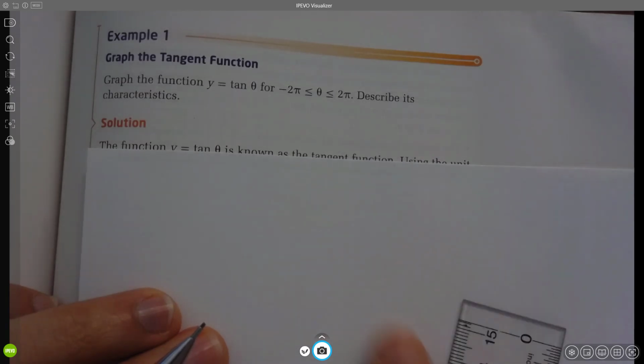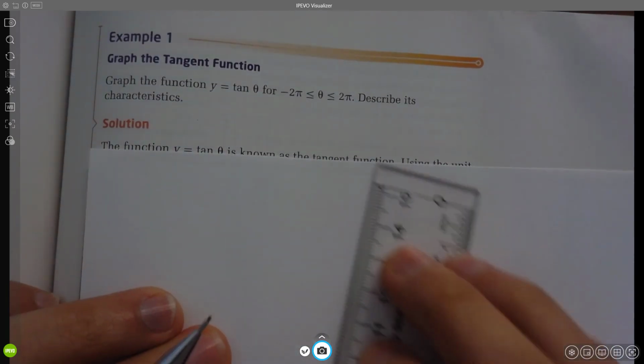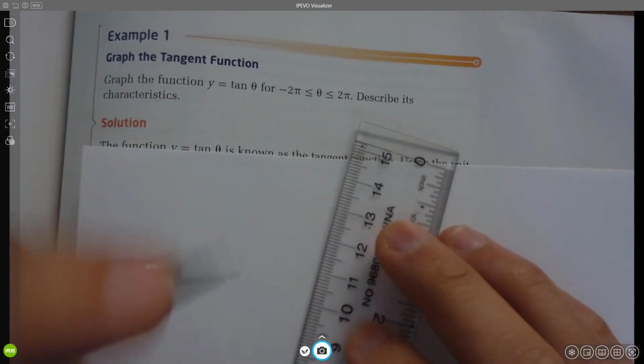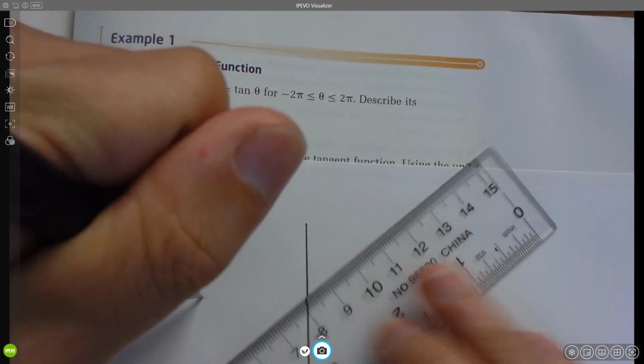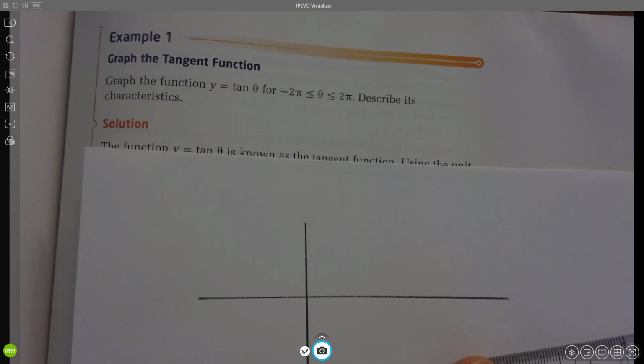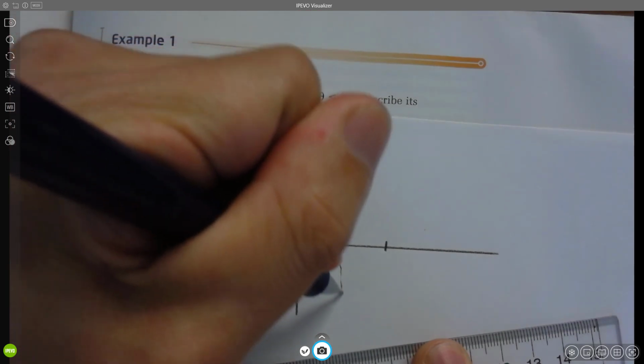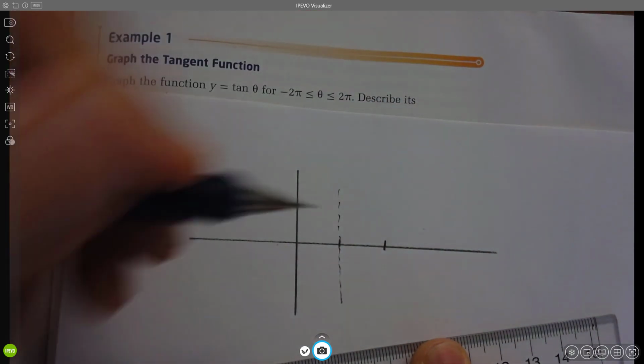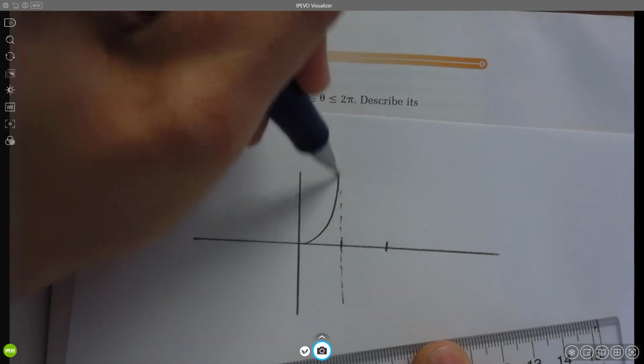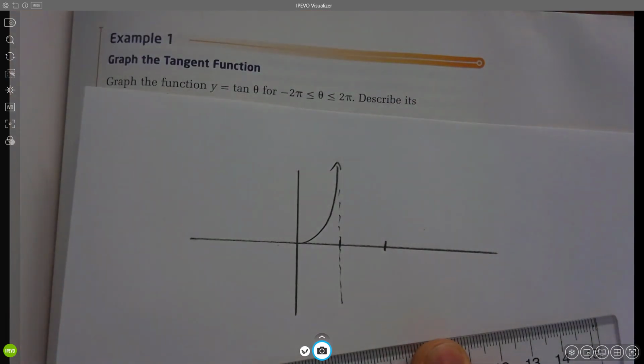Okay, so we're going to sketch this graph y equals tan theta between negative 2 pi to 2 pi. And the challenge here is to remember that tan, the sound effect is pa-pow. That's it. So the first little tooth here is going to be the vertical asymptote. So tan shoots off towards the moon.